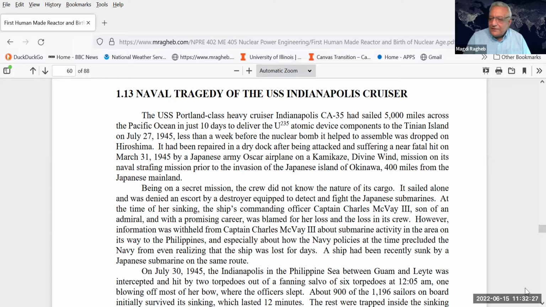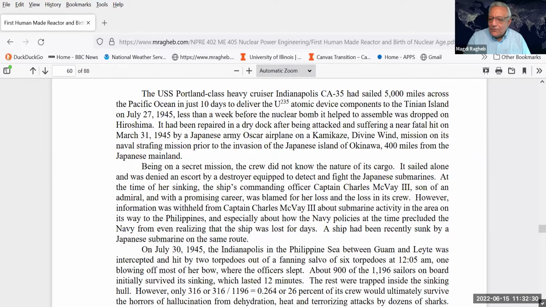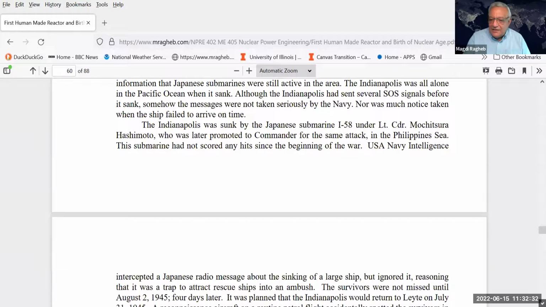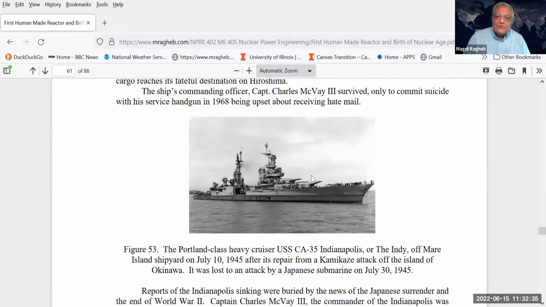What happened was that the components of the weapons were taken to the Tinian Island in the Pacific by a cruiser. The cruiser was named the Indianapolis, and people liked to call it the Indy. It took part in the invasion of the island of Okinawa in Japan, but it was damaged by a kamikaze attack. It was fixed and then was used to take the components of the weapons to Tinian Island.